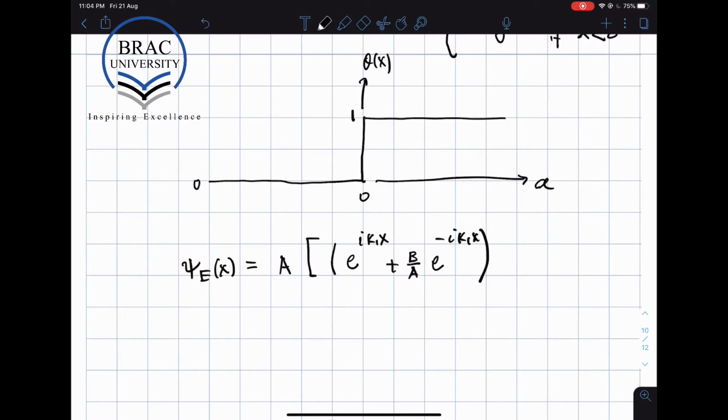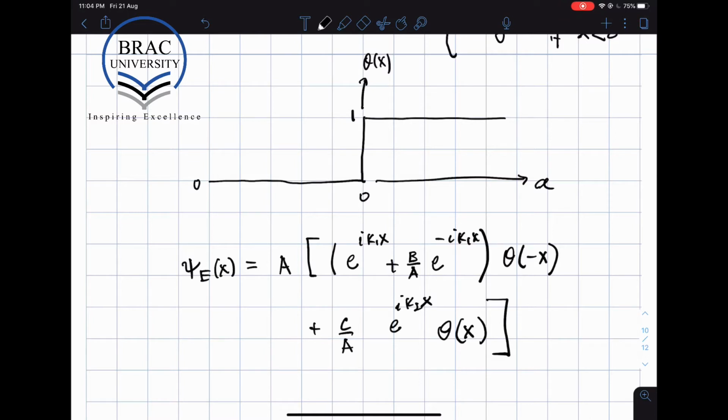And this part of the wave function is non-zero on the negative x-axis. So we multiply by theta of minus x. So this guy is 0 on this side and 1 on this side. So that's where we have this wave function. In region 2, we have c over a times e to the power i k2 x, and that's multiplied by theta of x.